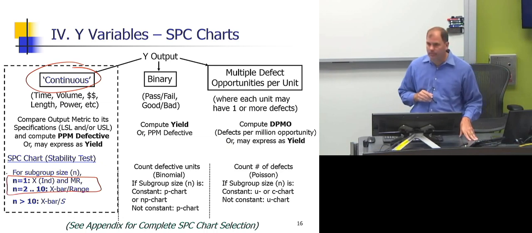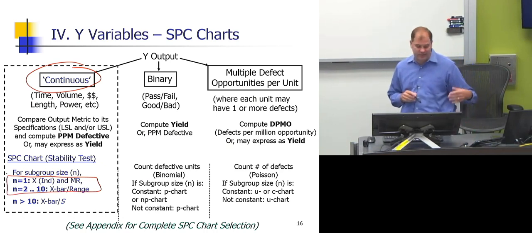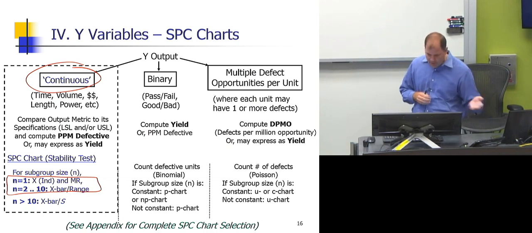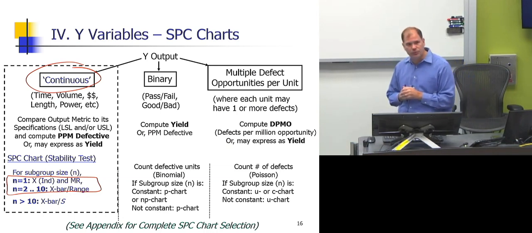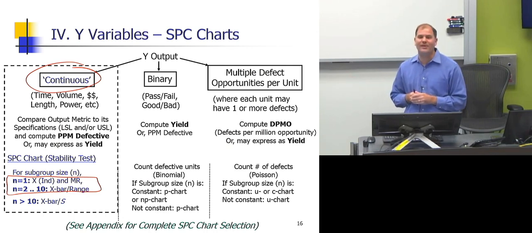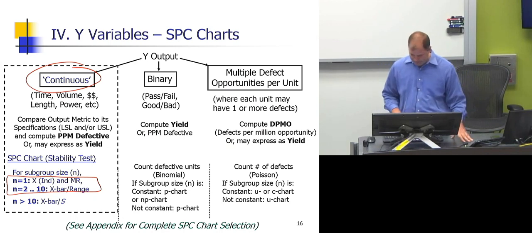Then, based on our subgroup size, if the subgroup size is 1, we're going to use individual moving range. If our subgroup size is 2 through 10, we're going to use x bar range. If our subgroup size is greater than 10, we're going to use what's called x bar S. I'm not even going to show that because it's very rarely done. But if you did take large subgroups, that would be the recommended way to show that.